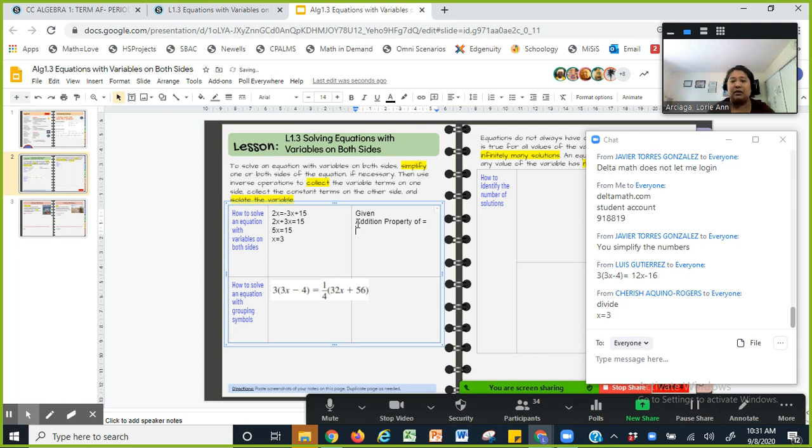Okay? Click enter so you can go to the next line. We combine the like terms 2x and 3x. So if you're only combining like terms, that's CLT, combine like terms. Sometimes we also put simplify. Okay?